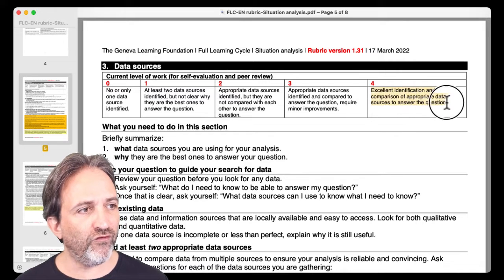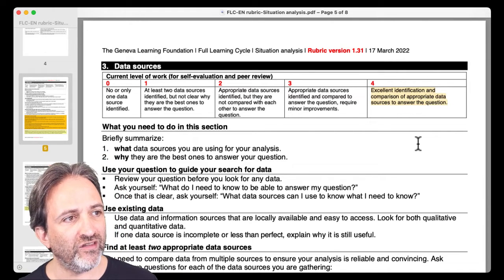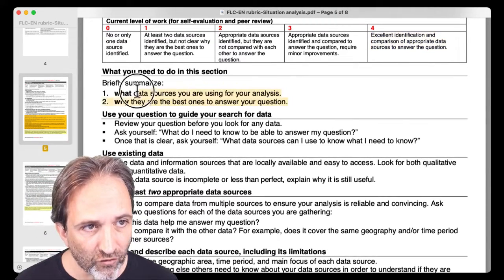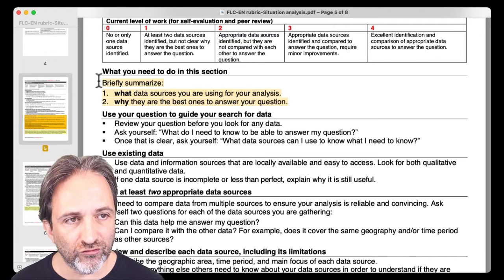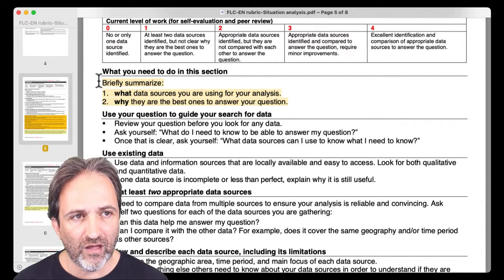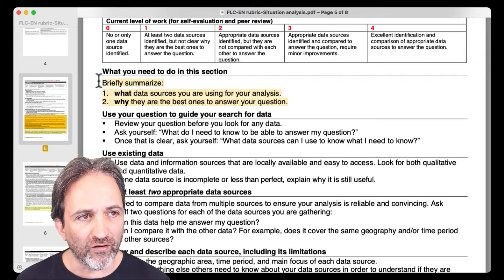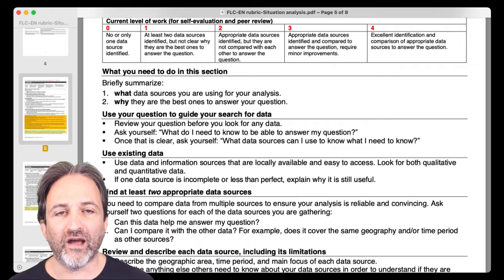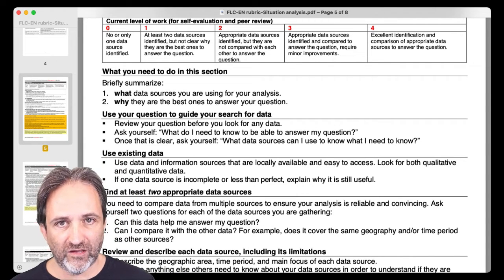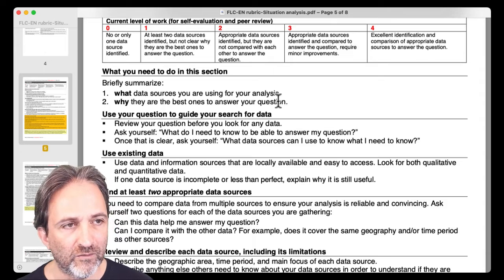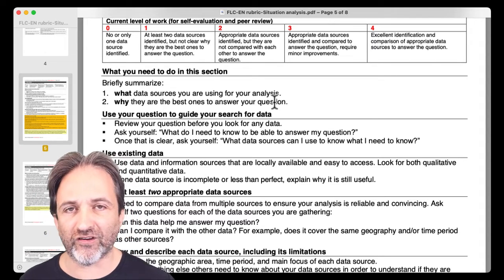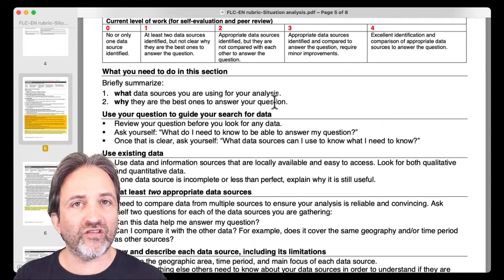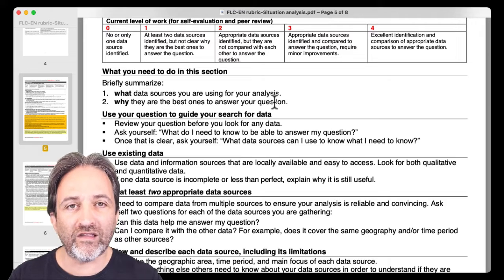And then what do we have for the 4? We have excellent identification and comparison of appropriate data sources to answer the question. So first of all, what you need to do in this section is to briefly summarize what the data sources are that you are using for your analysis, and then why they are the best ones to answer your question. So this needs to include recognizing limitations, but if you're going to say, well, I'm using DHIS2 data, why is that an appropriate data source? You need to tell us. Don't just tell us, I have this available. This is not about what is available to you.